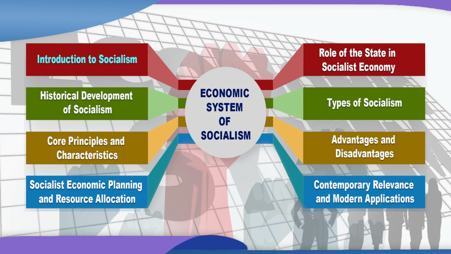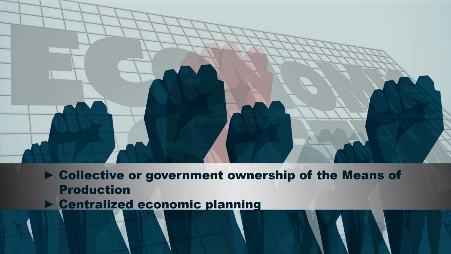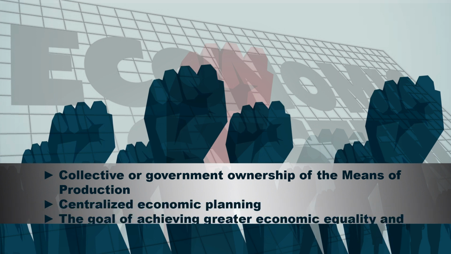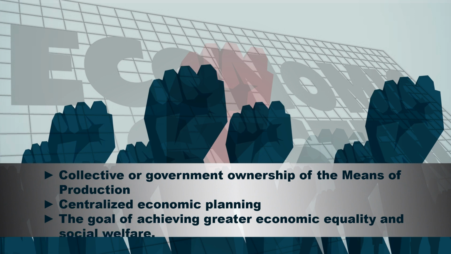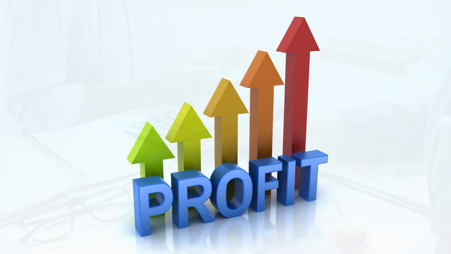Let us start with the introduction to socialism. Socialism is an economic system characterized by collective or government ownership of the means of production, centralized economic planning, and the goal of achieving greater economic equality and social welfare. Unlike capitalism, where private individuals and businesses own and control productive resources, socialism emphasizes community or state control over economic activity to serve the collective good rather than individual profit.